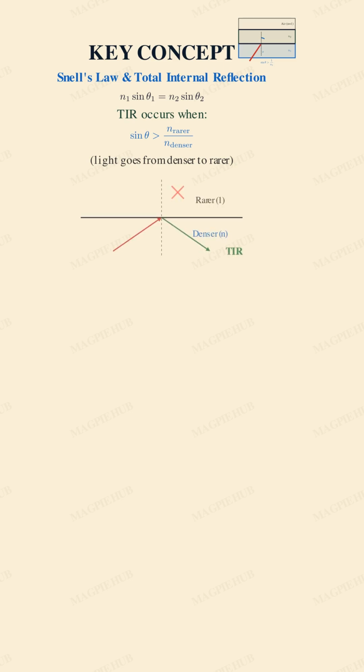The key concepts are Snell's law and total internal reflection. Snell's law states N1 sin theta 1 equals N2 sin theta 2. Total internal reflection occurs when light travels from a denser to a rarer medium and the angle of incidence exceeds the critical angle, given by sin of critical angle equals N rarer over N denser. The crucial given condition here is that sin theta is slightly greater than 1 over N1. This means the ray is just beyond the critical angle for the N1 to air interface.